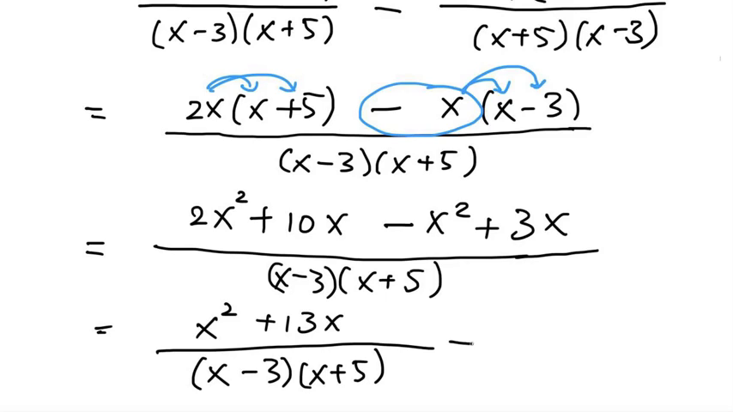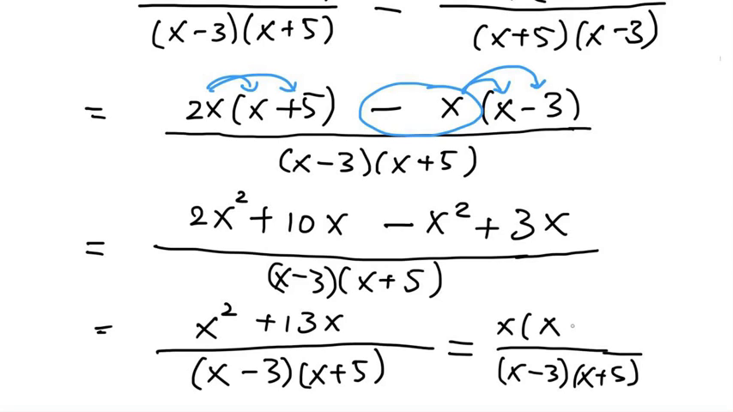Okay, so let's see if we can reduce this any further. In order to reduce any rational expression, we have to factor everything out. So let's look at the numerator. The denominator is already factored, so let me just copy it over first. Then factor the numerator. This x is a common factor, so factor it out. x times x plus 13. So now we have 3 factors: x plus 13, x minus 3, and x plus 5. And they're all distinct factors, so there's nothing to cancel out. So this is going to be the final answer.